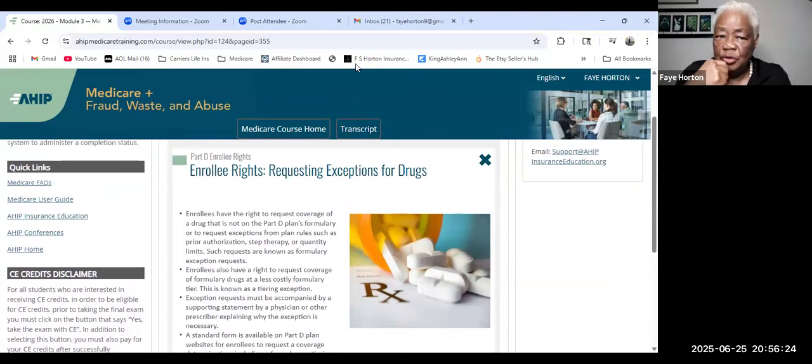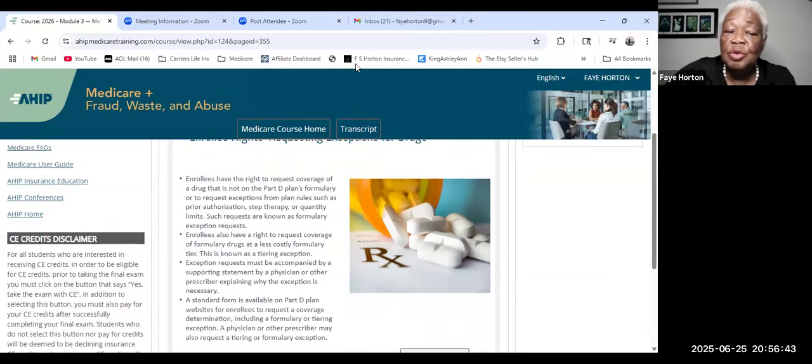Requesting exceptions for drugs. Enrollees have the right to request coverage of a drug that is not on the plan's formulary or to request exceptions from plan rules such as prior authorization, step therapy, or quantity limits. Such requests are known as formulary exception requests. Enrollees also have a right to request coverage of formulary drugs at a less costly formulary tier. This is known as a tiering exception.